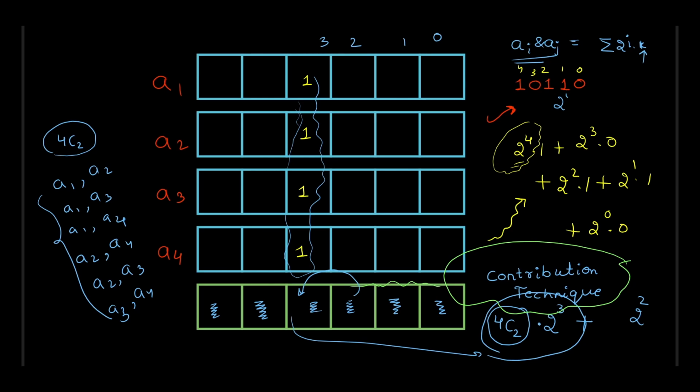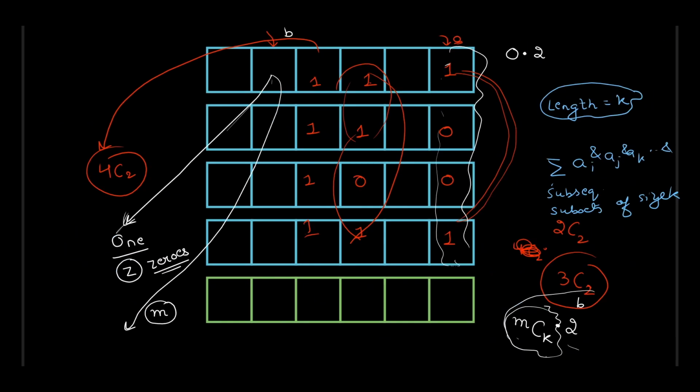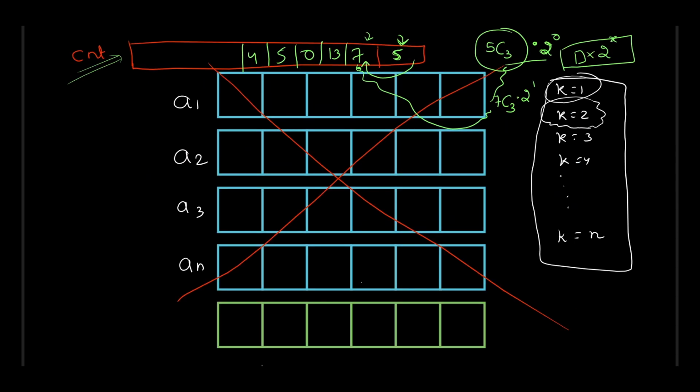Instead, you focus on what you can contribute by multiplying the coefficient by 2 to the power i, where i is the bit position that you are dealing with. And then finally, we saw an example of a problem where we can apply this technique, where the problem was asking you to compute the sum of bitwise AND over all the subsequences or subsets of size k. And using this technique, we saw how you can do that.